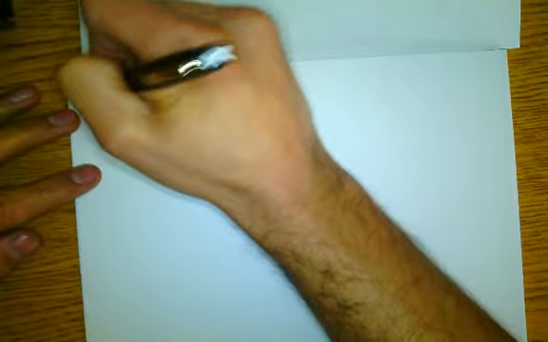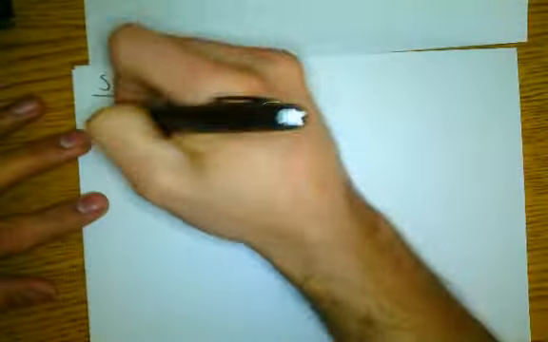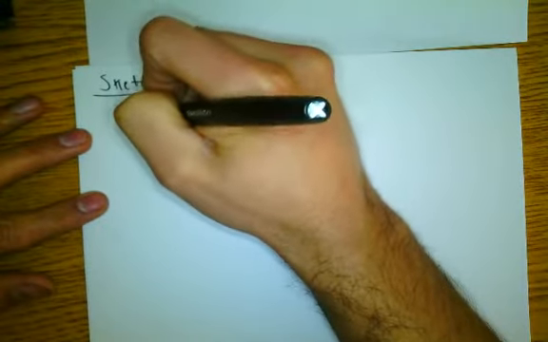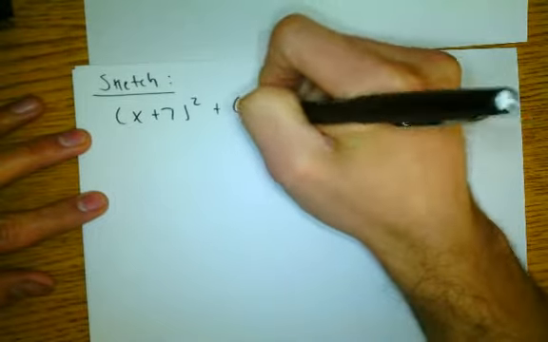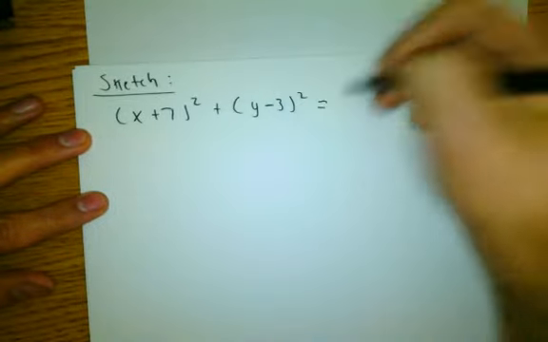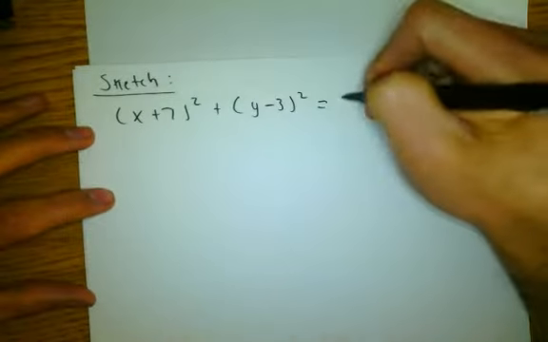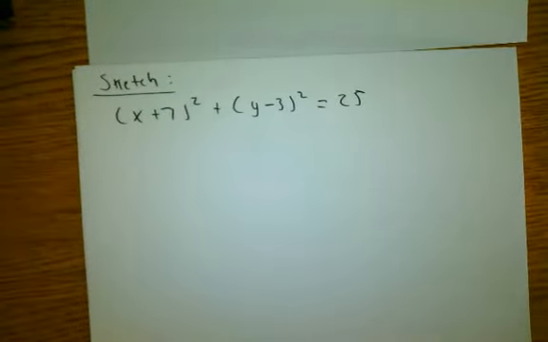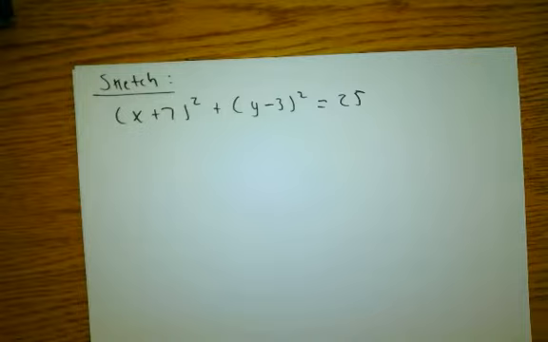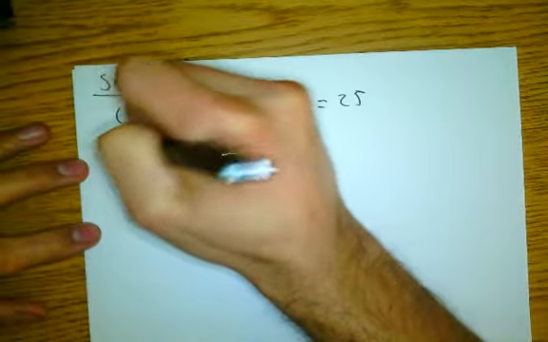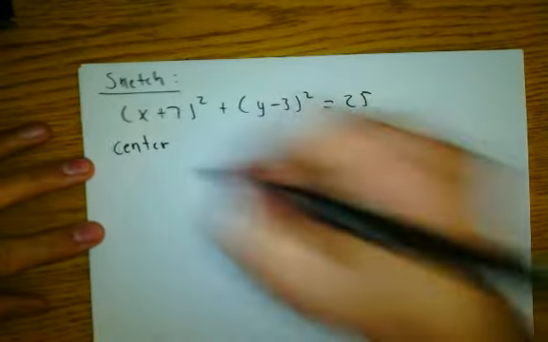Sketch the following. Cool? So let's say that I give you, I don't know, x plus 7 squared plus y minus 3 squared equals 25. Cool? And your job is to sketch this. All right. What are some things that you would probably need in order to sketch this? The center. Okay? Could anybody tell me where the center is located? Negative 7, comma 3.